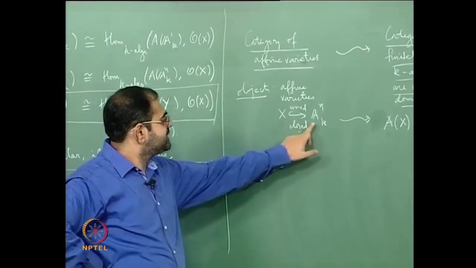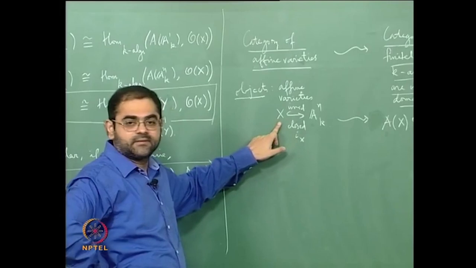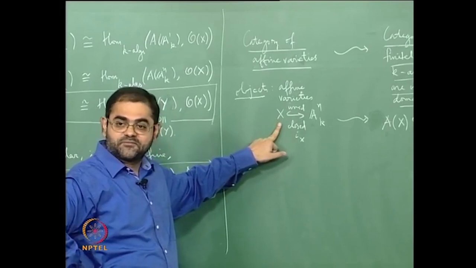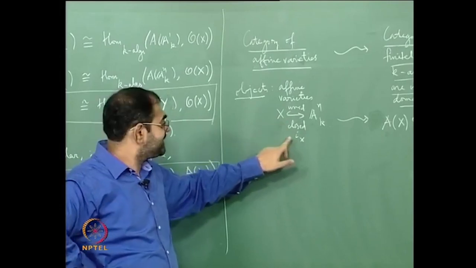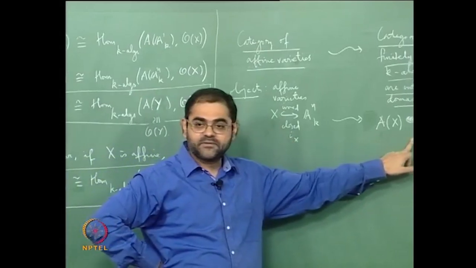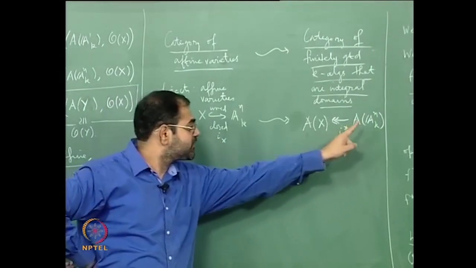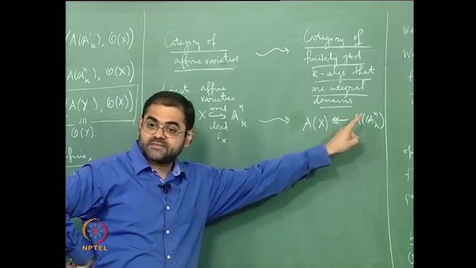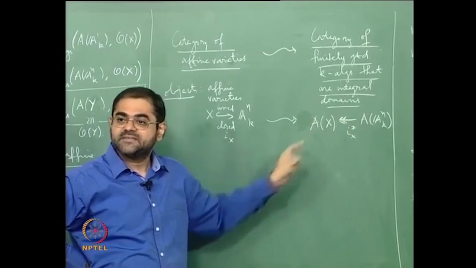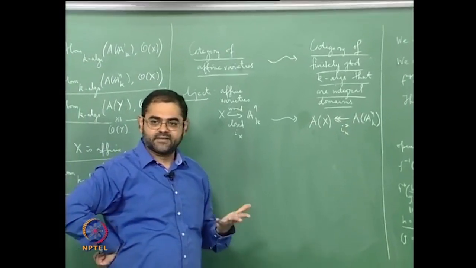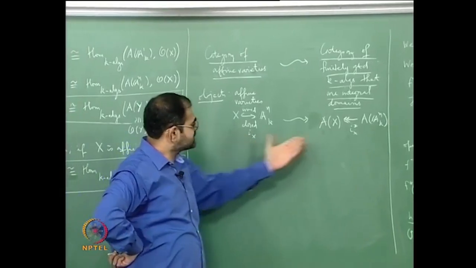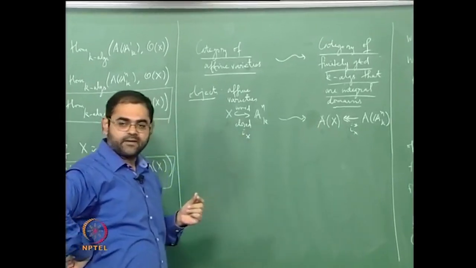You can check that this map, the inclusion map, is actually a morphism of varieties, and you can check that the pullback I_X star that it induces from the O of this to the O of this, which is the same as the A of this to the A of this, is simply the restriction. You can check that. Okay, so this I_X gives you this I_X star.